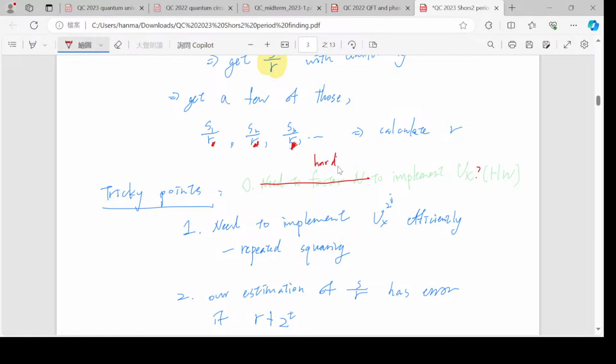Let's have a break, and I will think about this a little bit through the break, and then we continue the class and go over what the tricky point is in doing the phase estimation. Let me think a little bit about this.